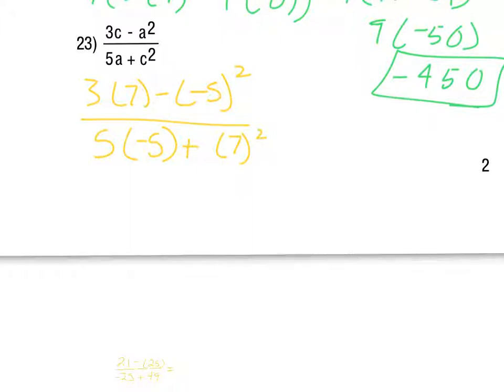In the numerator, we get negative 4. In the denominator, we get 24. So negative 4 over 24 would be negative 1/6. Please remember to reduce fractions as much as possible.